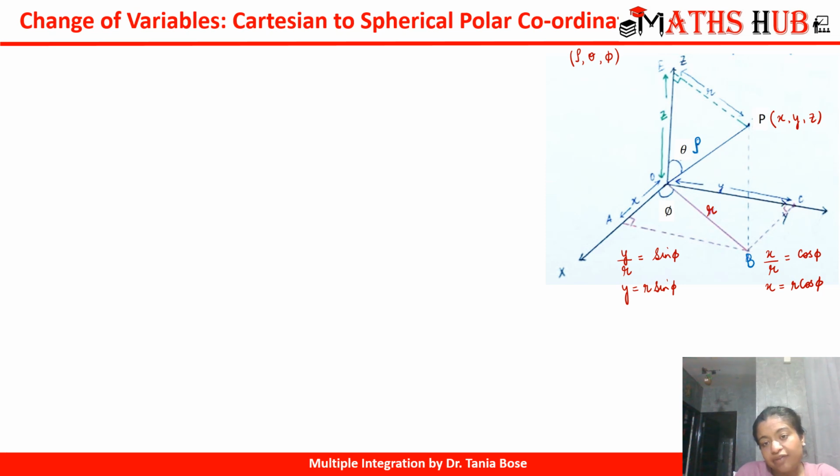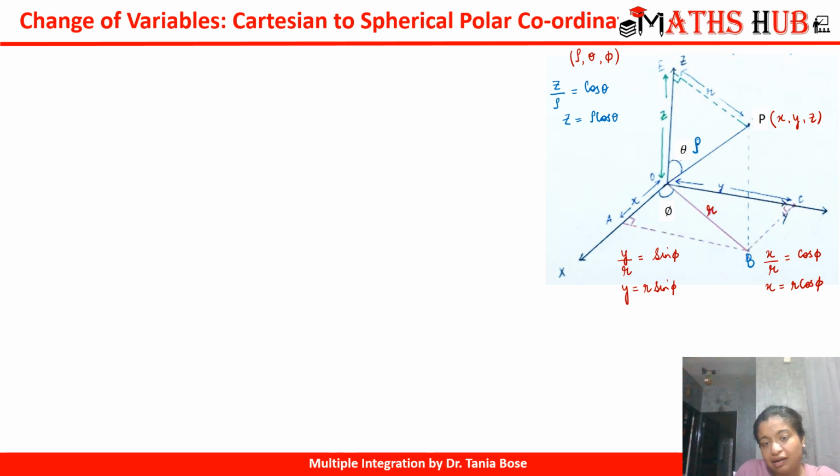Now, since I've dropped a perpendicular from point P on the z-axis, if I complete this parallelogram, I will see that this and this are the two sides of the parallelogram. So if this is r, this will also become r, right? Now, if I again apply trigonometry to this right angle triangle, this is a right angle and this angle is theta. So I can see that this is the perpendicular, this is the base, and this is the hypotenuse. So I can say that z upon rho, that is base upon hypotenuse, is equal to cos theta. So z comes out to be rho cos theta.